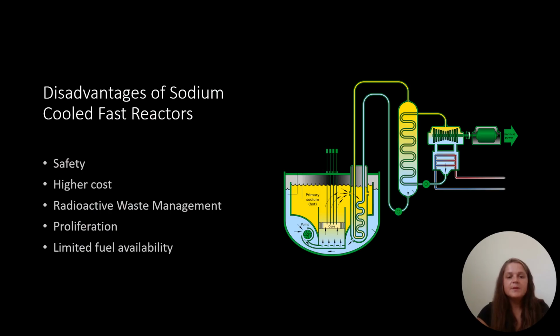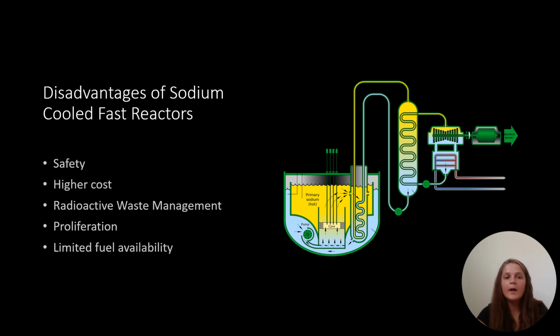So there's also some big disadvantages of sodium-cooled fast reactors, and the main concern with sodium-cooled fast reactors is safety. Although safety is a positive in that it doesn't need to be pressurized, it's also a negative in that sodium reacts extremely violently with water and air, and whenever it comes into contact with water, it produces hydrogen gas and heat, which can lead to the possibility of a fire or an explosion.